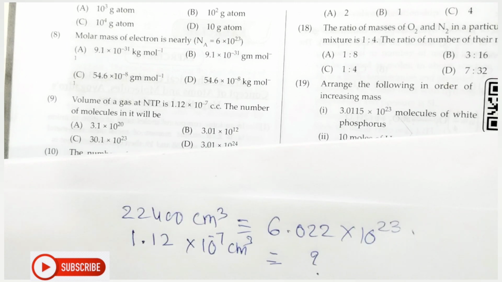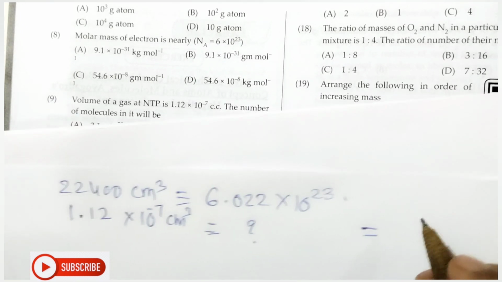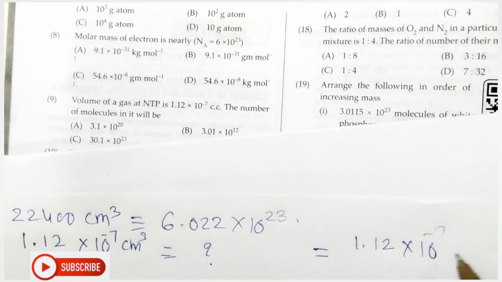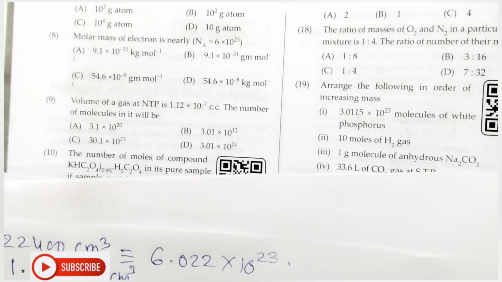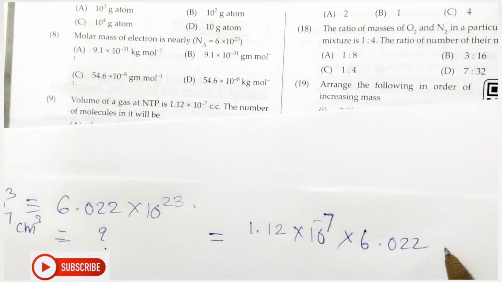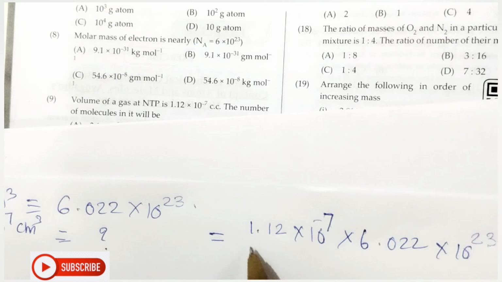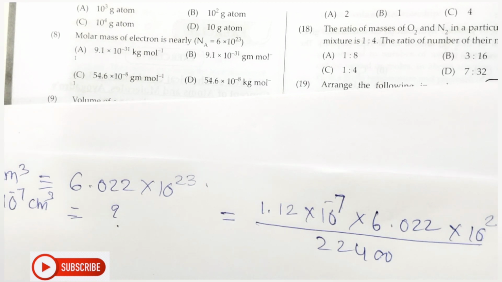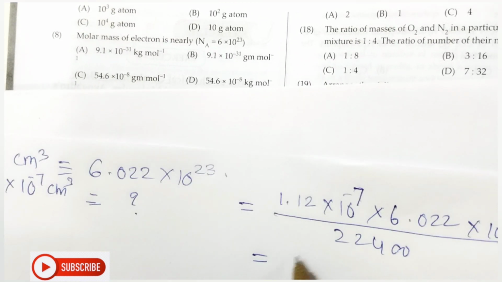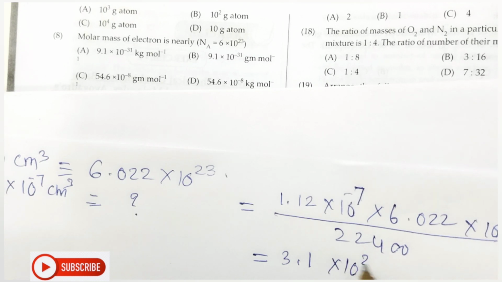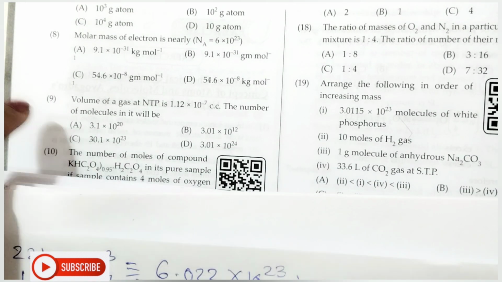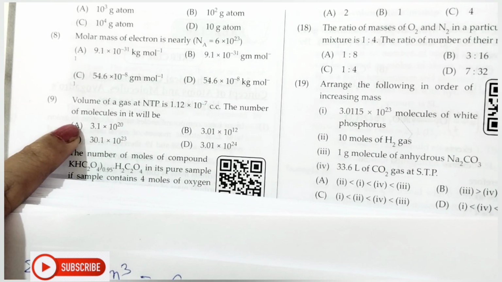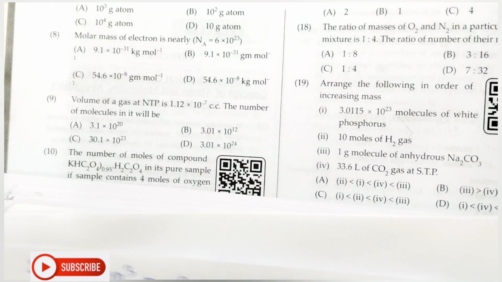So let us cross multiply this. That will be 1.12 into 10 raised to minus 7 multiplied by 6.022 into 10 raised to 23 divided by 22400. If you solve this, you will get the answer as 3.1 into 10 raised to 20. So here the answer will be the first option, that is A, 3.1 into 10 raised to 20.